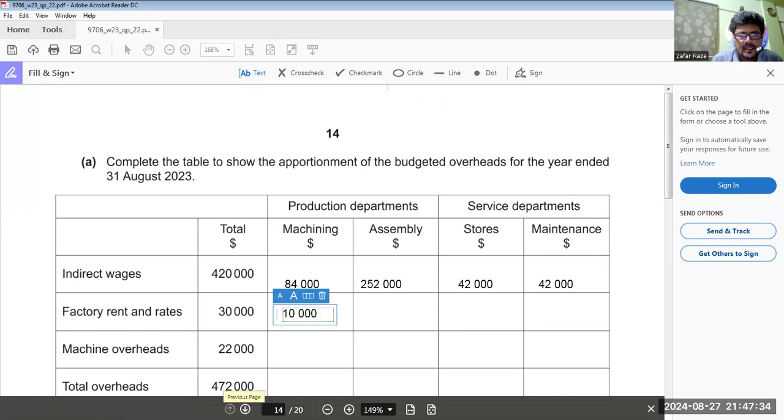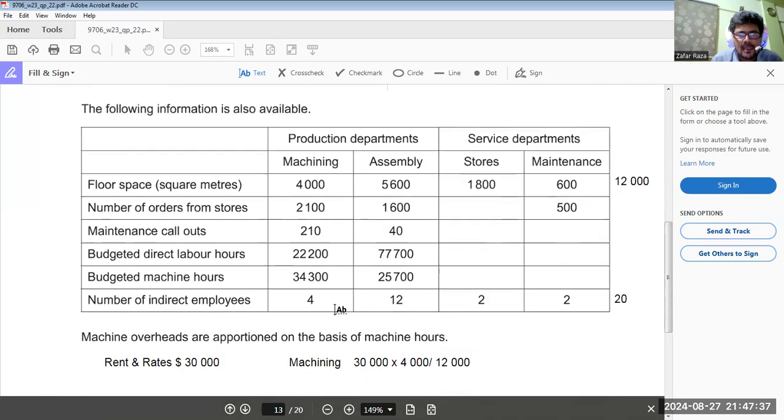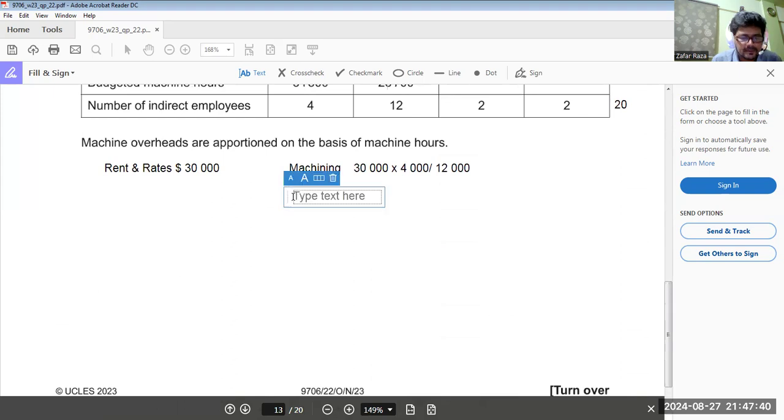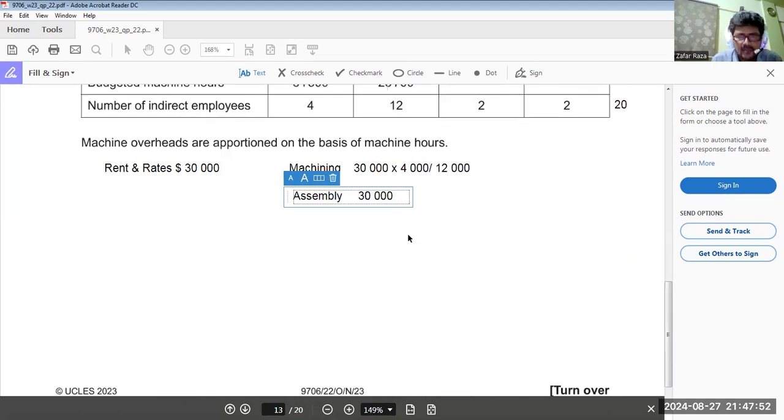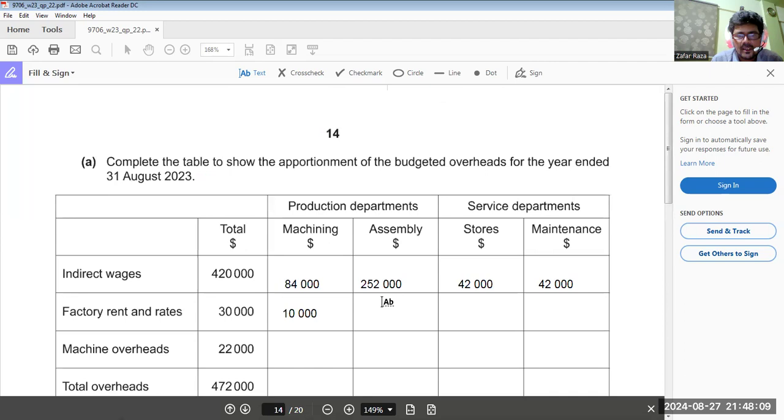Okay. So what about the assembly department? Assembly department, again, 30,000. We have to divide. The area is 5,600. Multiply by 5,600 divided by 12,000. So that would be 30,000 multiplied by 5,600 divided by 12,000. So that is 14,000. Out of 30,000, 14,000 is given to the assembly department. Okay. Now move on.